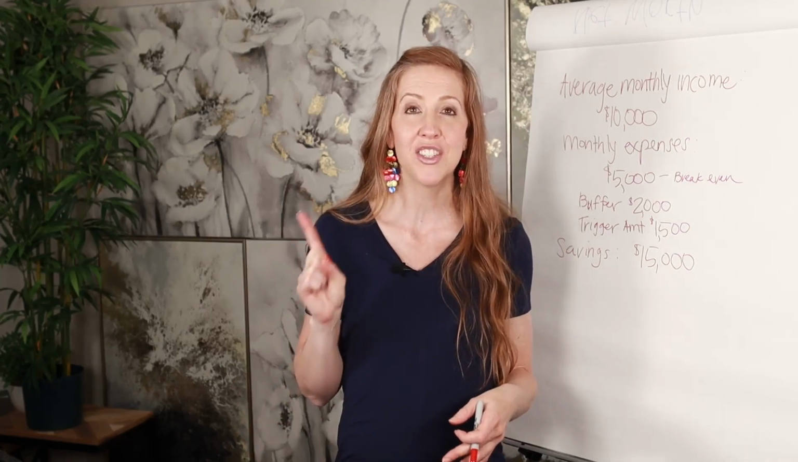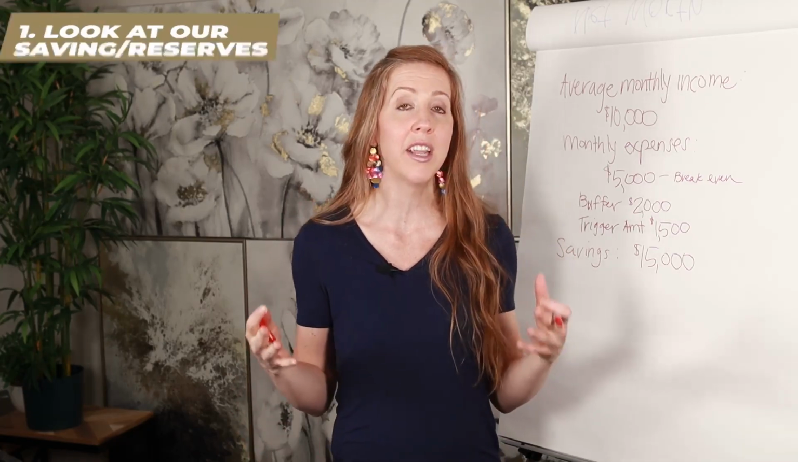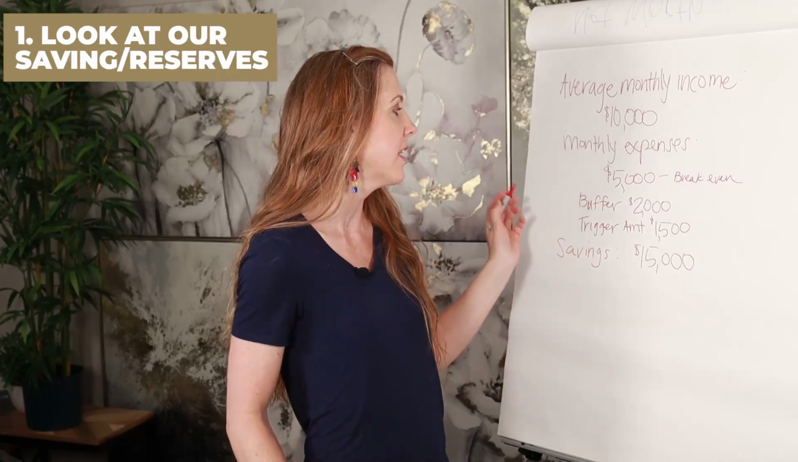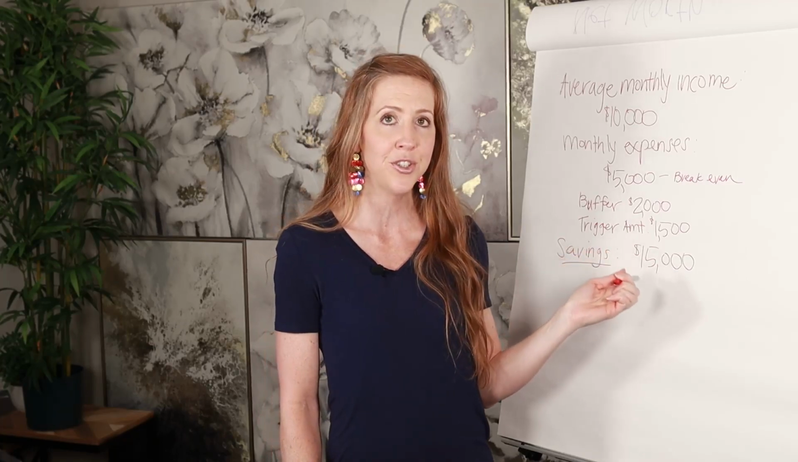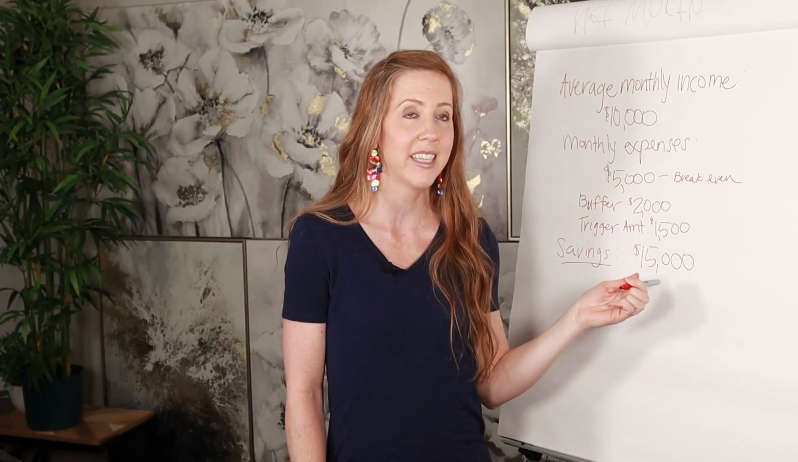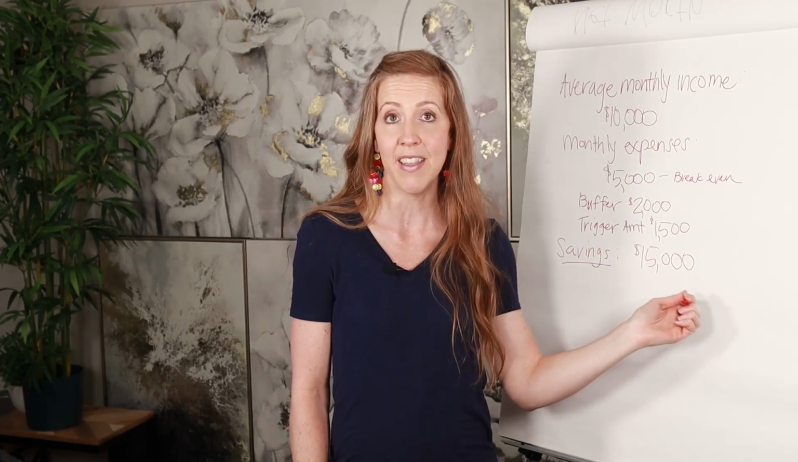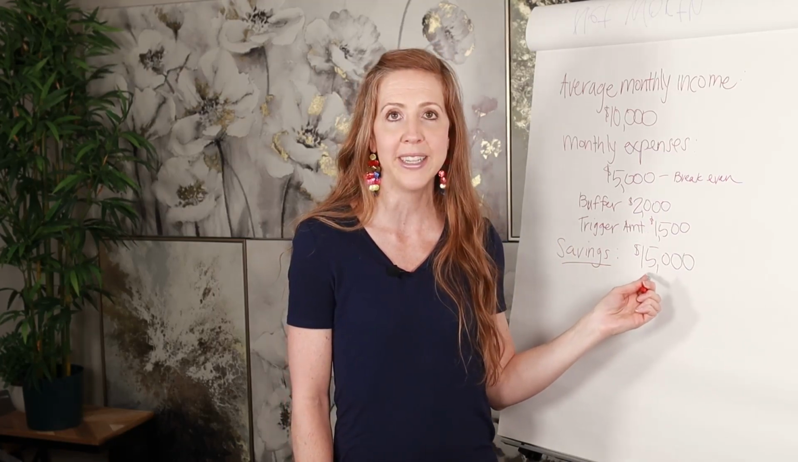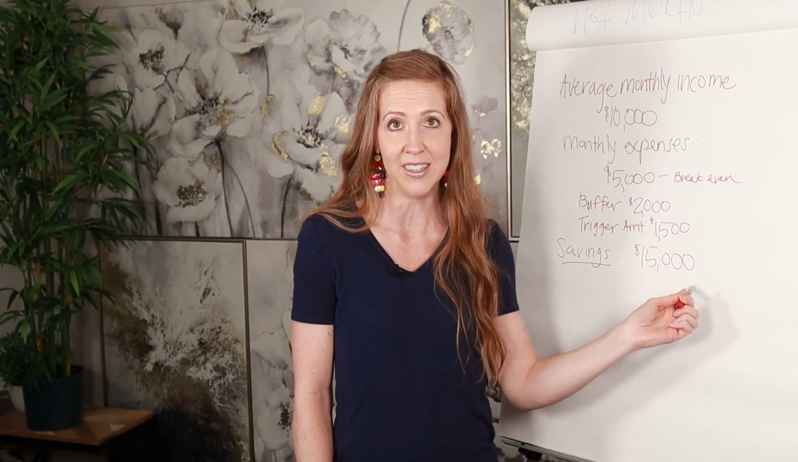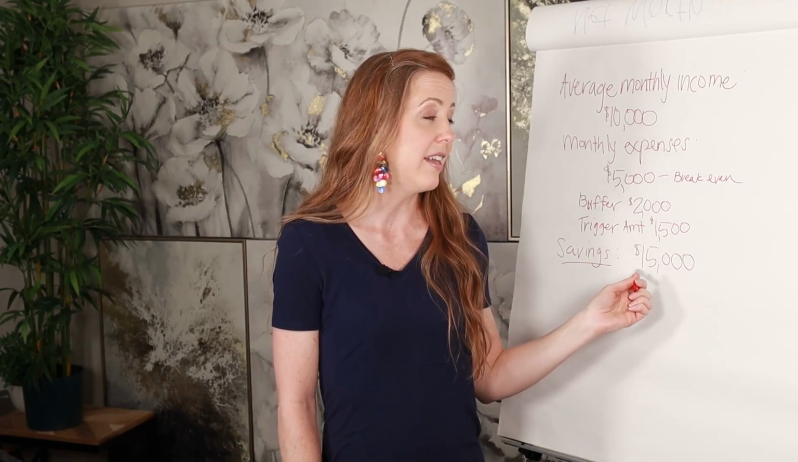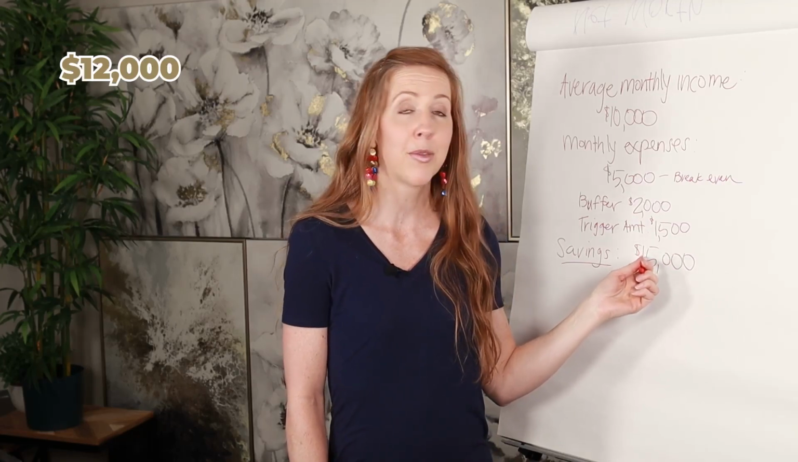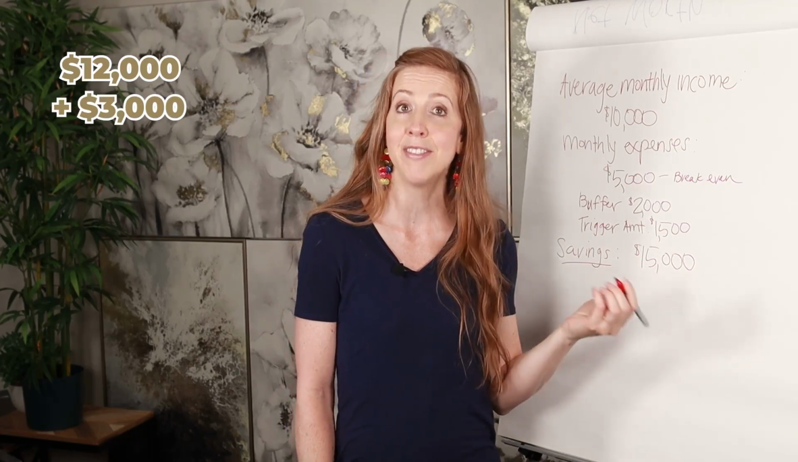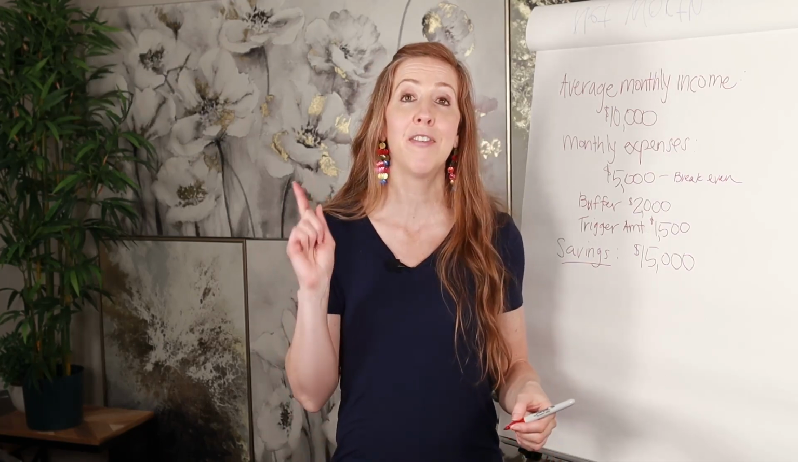The first thing we want to do is actually look at our savings or our reserves. So the savings amount, and we want to see, okay, exactly how much do I have in my savings? Is it fully funded? Is it $15,000? If it's not, then I'm going to add money to my savings to make it $15,000. So if it is only at $12,000, then I'm going to add $3,000 more to make it that $15,000. So that would be my first step.